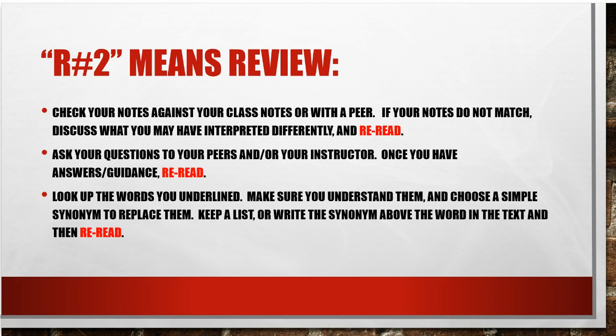Once you have got the answers to those questions, you should reread. Ask your questions to your peers and your instructor, and once you have those answers, reread. Look up the words you underlined. Make sure you understand them and choose a simple synonym or a word that means the same thing to replace them. Keep a list of these words or write down the synonym above the word in the text and then reread. Notice that all 3 of these ask you to reread, and that's really important because it's rare that reading something difficult for you is going to stick in your head the first time through.